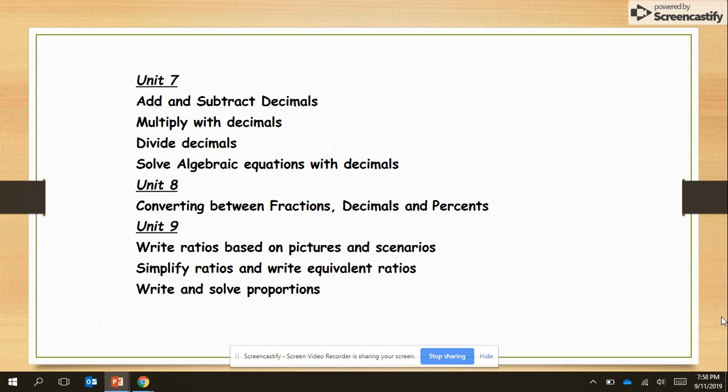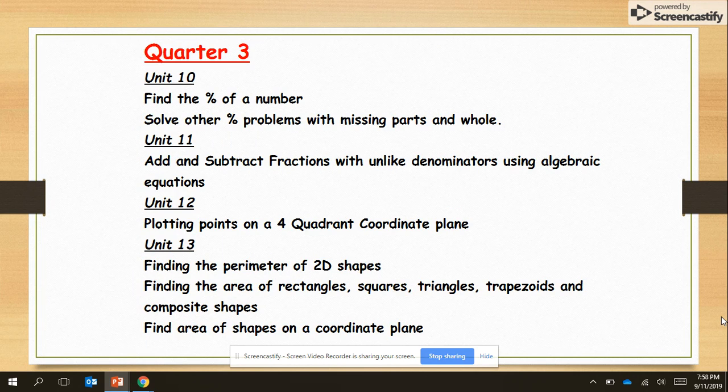And in Unit 9, we write ratios based on pictures and scenarios, simplify ratios, and write equivalent ratios, and we write and solve proportions. Going into quarter 3, we find the percent of a number and solve other percent problems with missing parts and whole. And then in Unit 11, we'll add and subtract fractions with unlike denominators using algebraic equations.